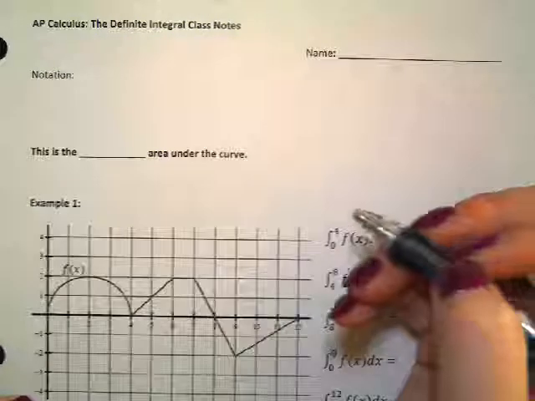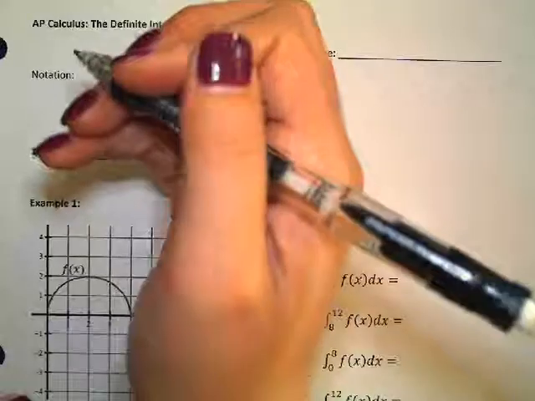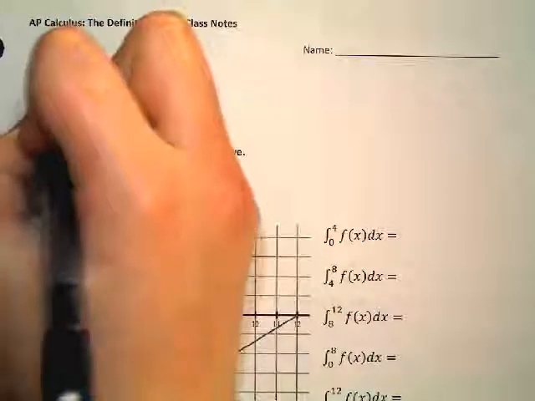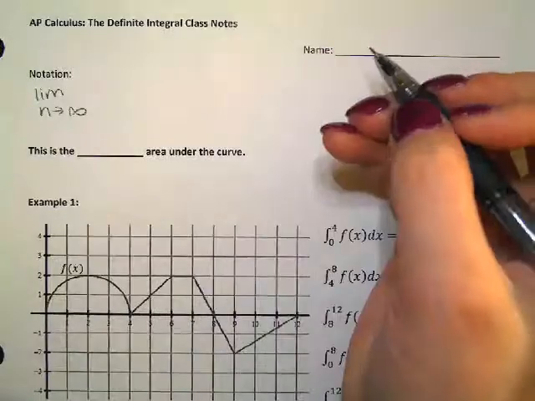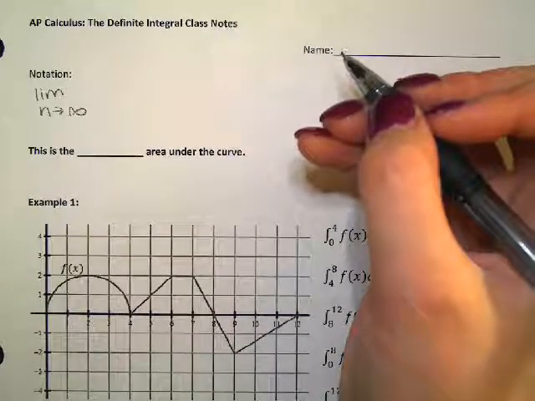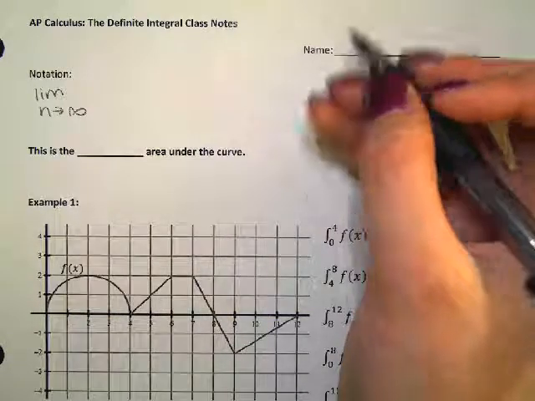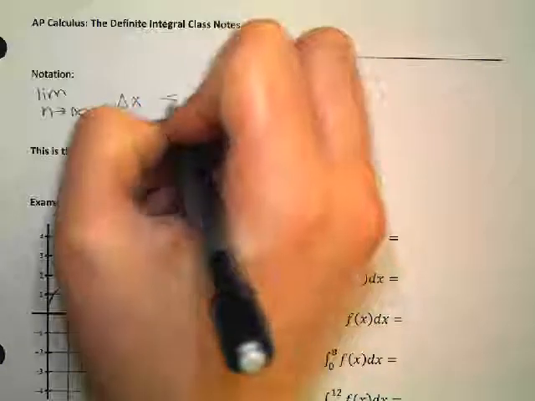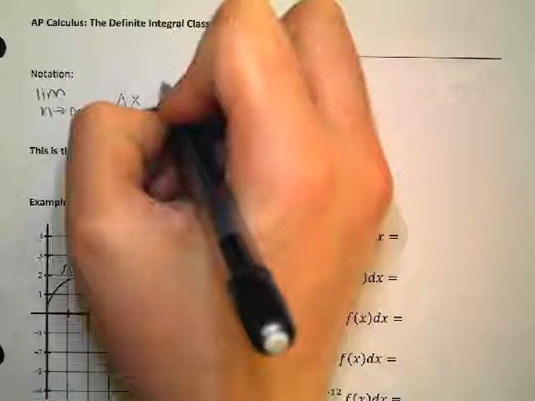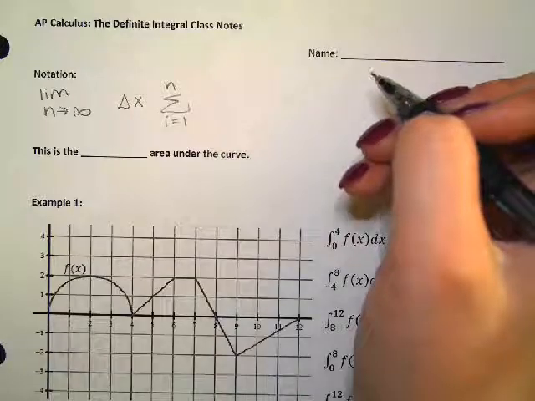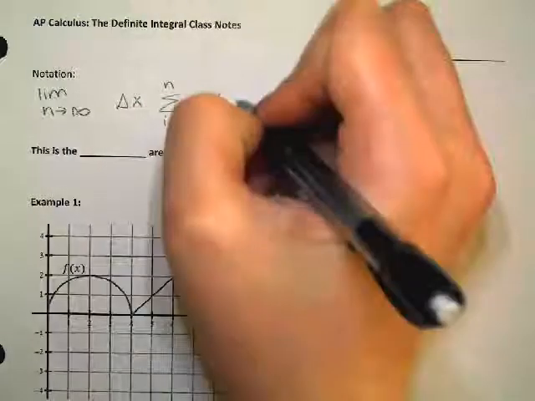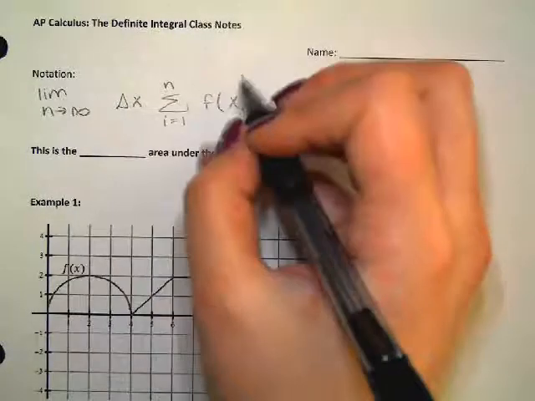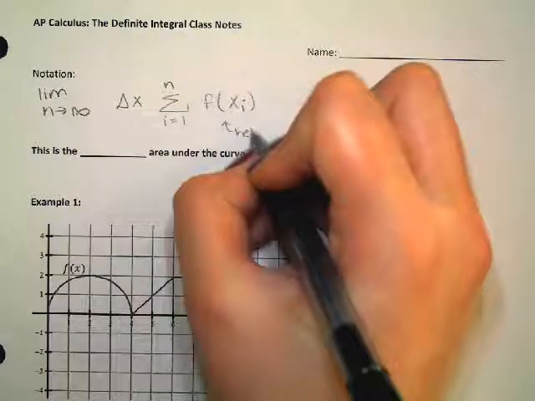Okay, so the notation that we learned yesterday was that limit notation. We're going to say the limit as n goes to infinity, and then remind me what that notation was. Delta x times the summation where i equals 1 to n of f of x sub i, okay? And f of x sub i represented the height of the rectangle.